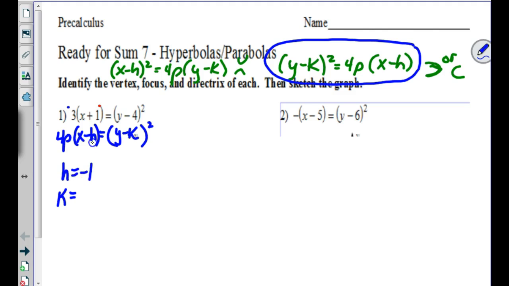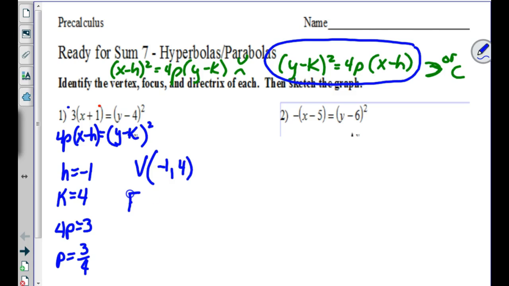Okay, h is -1, k is +4, and 4p is equal to 3, which would make p 3/4. We good? So then if you look at your sheet, make sure you're looking at the ones that open sideways or have the y quantity squared. And it says the vertex, which is the same no matter what, is (h, k).